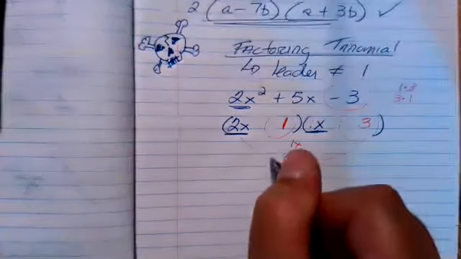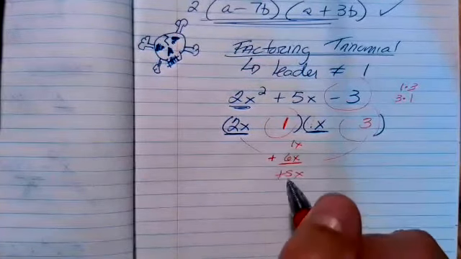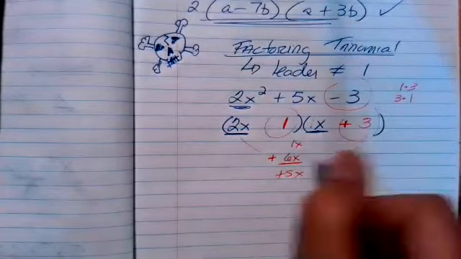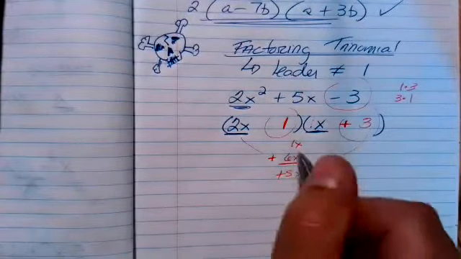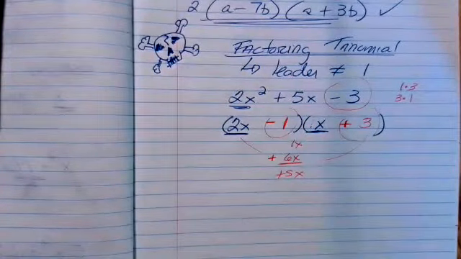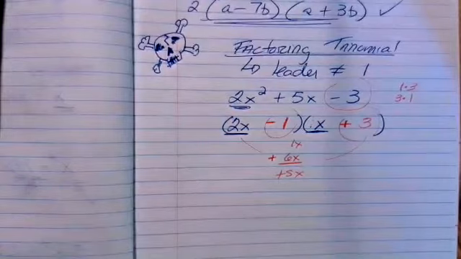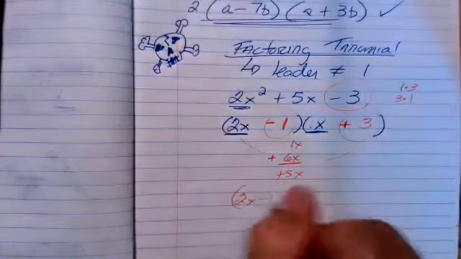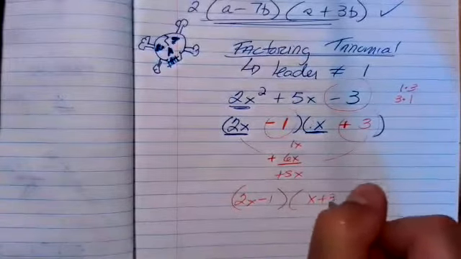So if I make this a plus, which would be over here, right, because that's where that value came from, and I make this a minus, it looks like it's going to work out. So it looks like my final answer here is 2x minus 1, x plus 3.